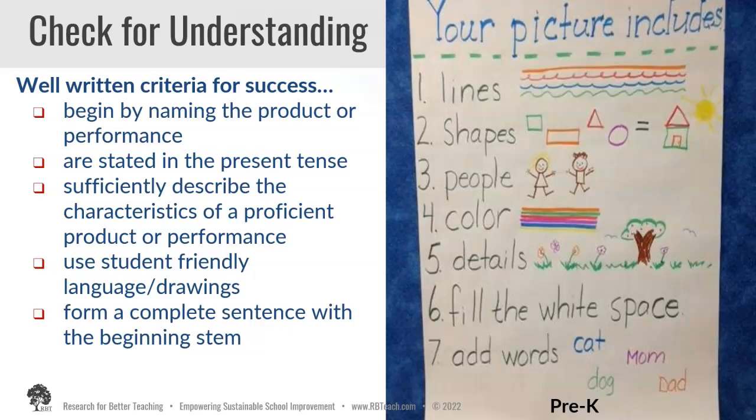Does it name a product or performance? Is it stated in present tense? Does it describe the characteristics of a proficient product? Is it student-friendly? Does it form a complete sentence beginning with a beginning stem?